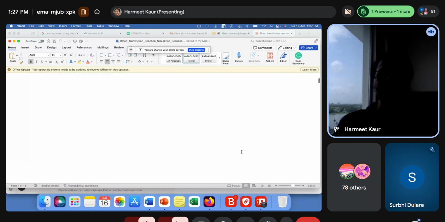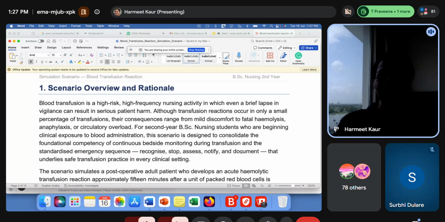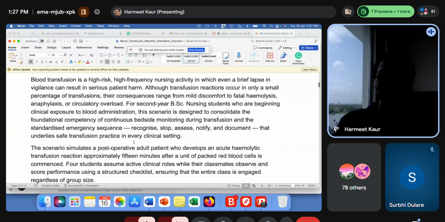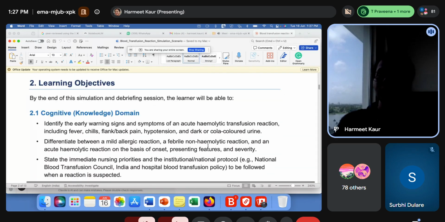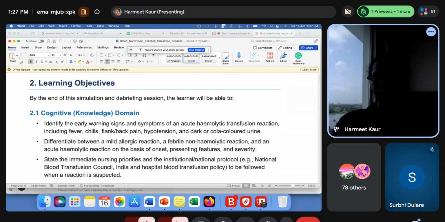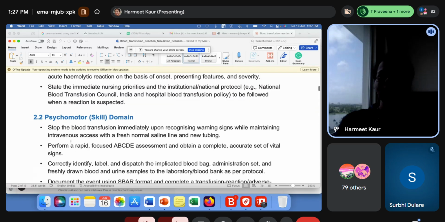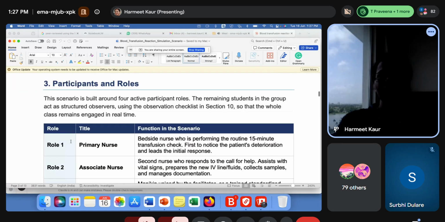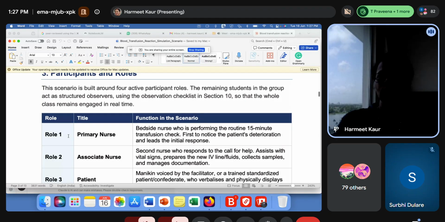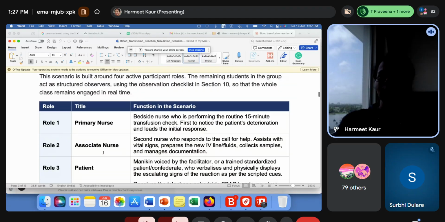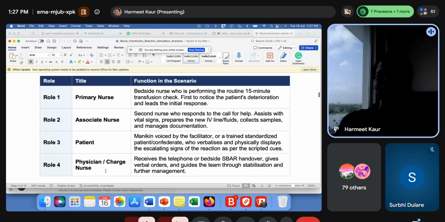Okay, right? Now you see, it has given a very nice scenario overview. It has talked about blood transfusion, what it is and how it will be useful. Then learning objectives also it has given. You can give this paper to the students so that they can prepare themselves when you are doing this. Now you see participants and roles. There will be one primary nurse, one associate nurse, one patient, and one physician or charge nurse.